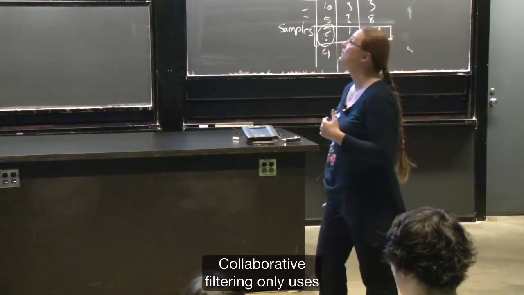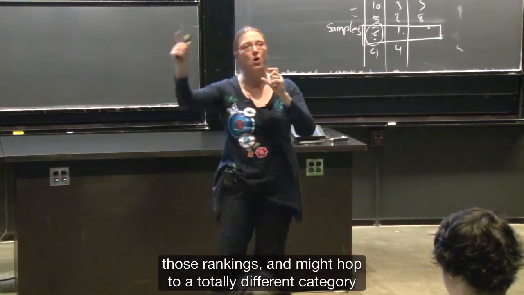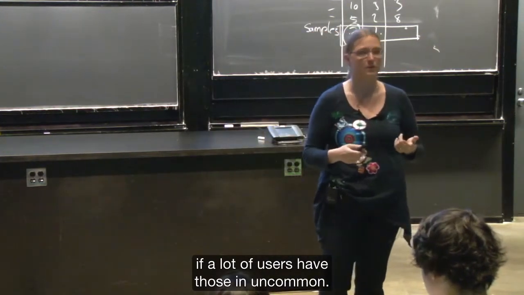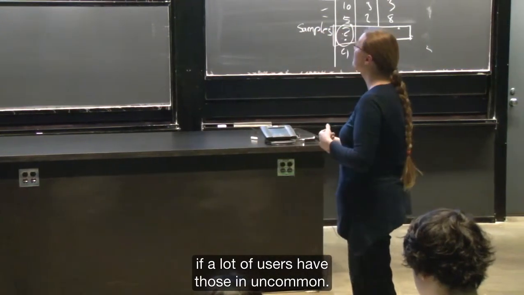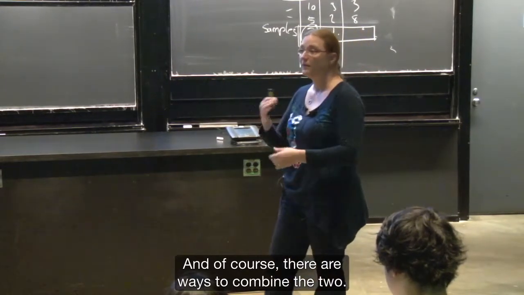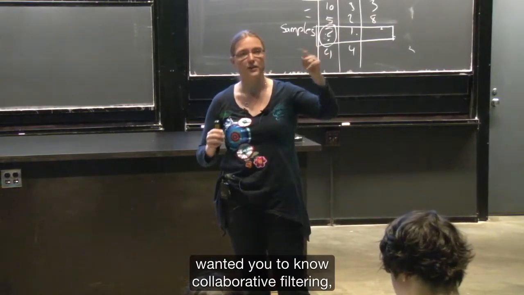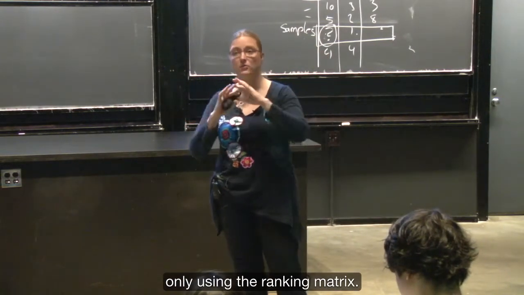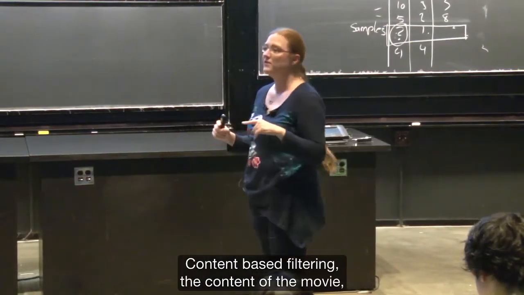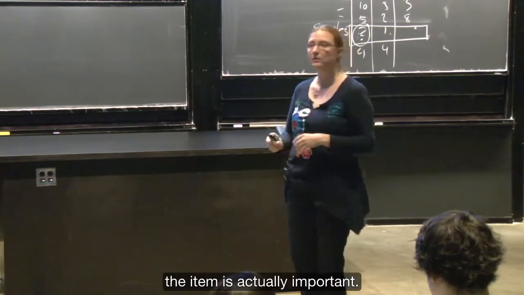Collaborative filtering only uses those rankings and might hop to a totally different category if a lot of users have those in common. And of course, there are ways to combine the two. But this is sometimes confused, and I just wanted you to know: collaborative filtering, only using the ranking matrix, not using any external information. Content-based filtering, the content of the movie, the item, is actually important.